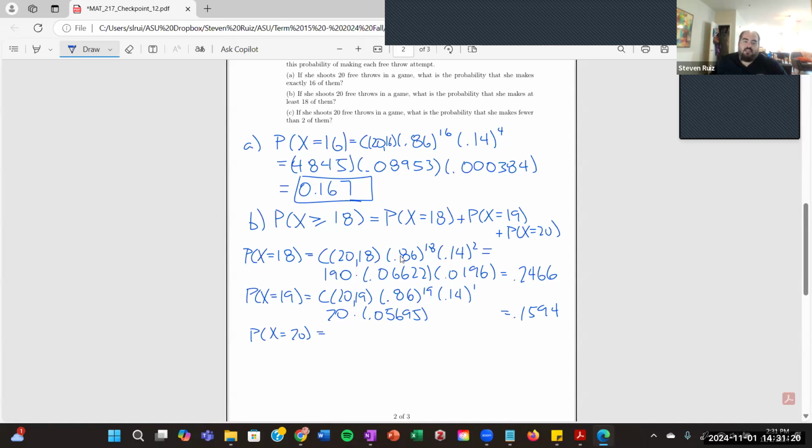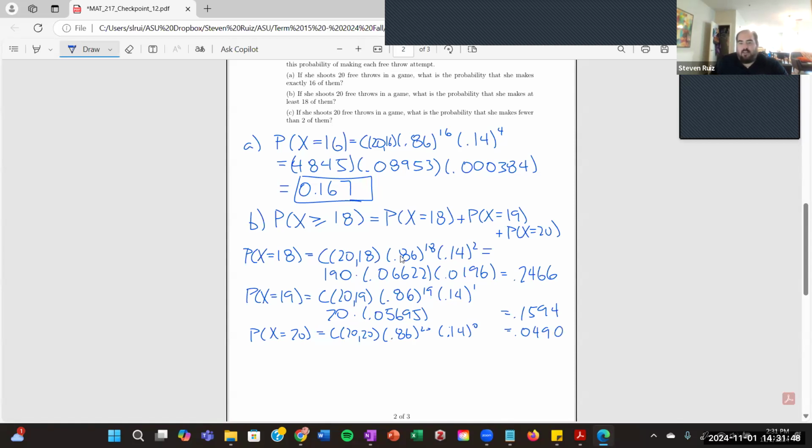And then finally, what are the chances that she makes every single one? So this is a 20 choose 20. There's only one way for that to happen. Times 0.86 to the 20 times 0.14 to the 0. So this is just going to be purely what 0.86 raised to the power of 20 is. So that's 0.0480490.